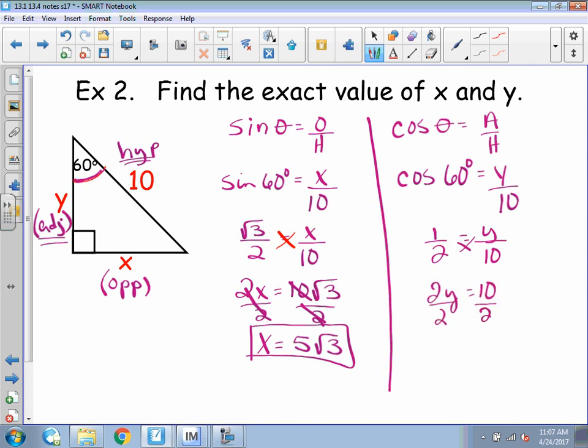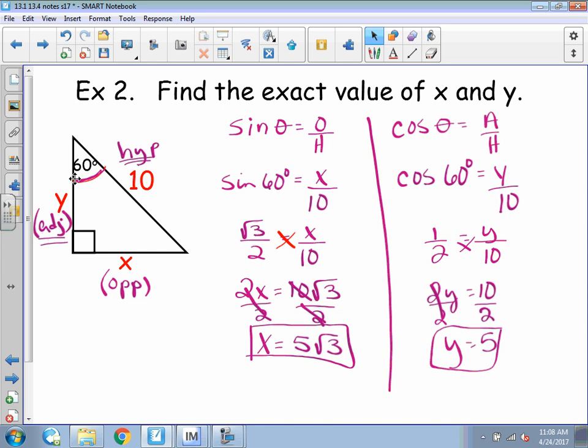Divide by 2, and y equals 5. Okay? And you could have used Pythagorean theorem to find that, because it ends up being a whole number. It's not something you have to round off. Sometimes when you have a bunch of different things that have radicals in it, Pythagorean theorem gets a little bit messy and increases your chances of making a mistake. Okay? Any questions?